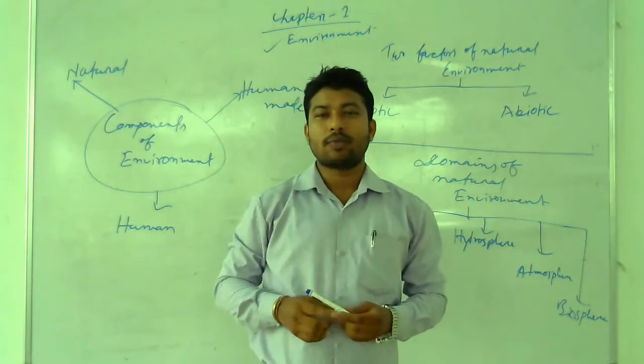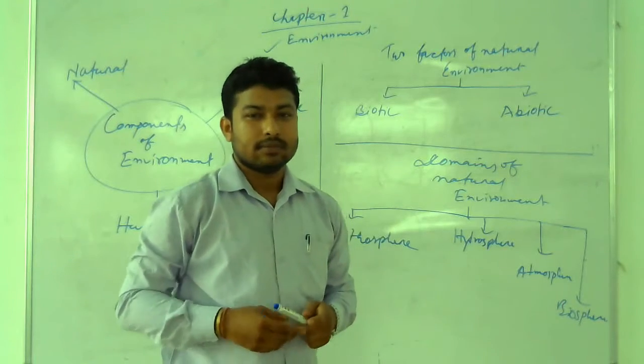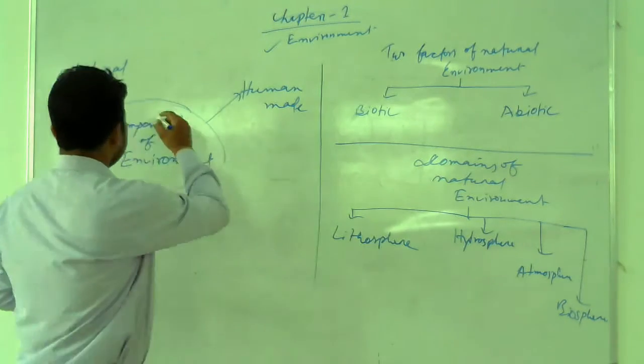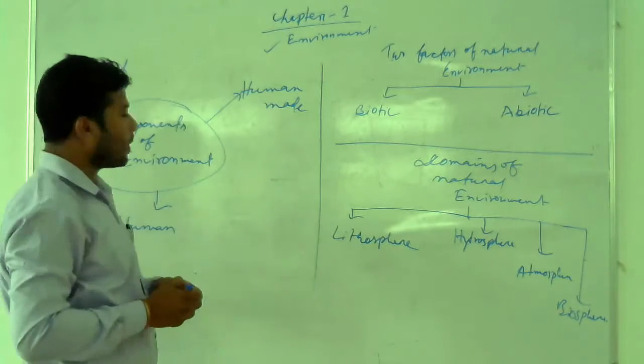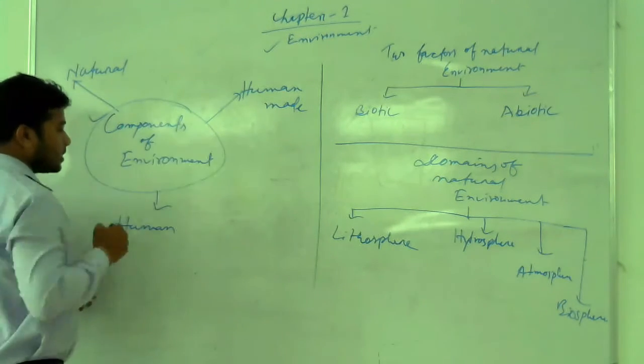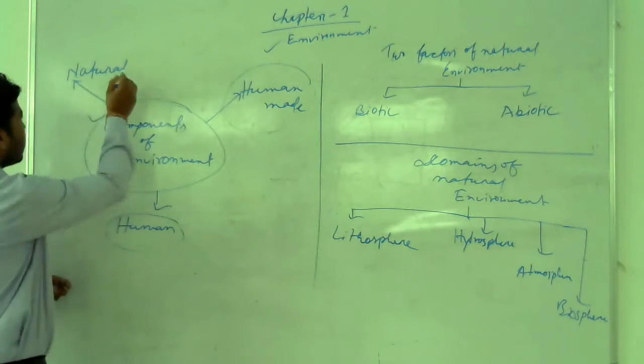So some of the parts of this chapter we have discussed already. So today we will discuss again and revise what is discussed in the previous video. In the previous video we have discussed the components of environment. There are three components: one is human made, second is human, and third is natural.